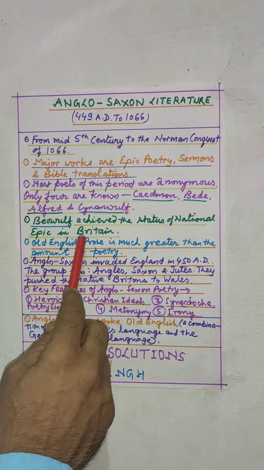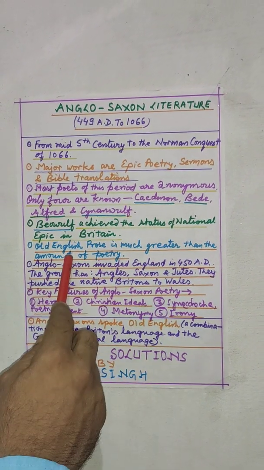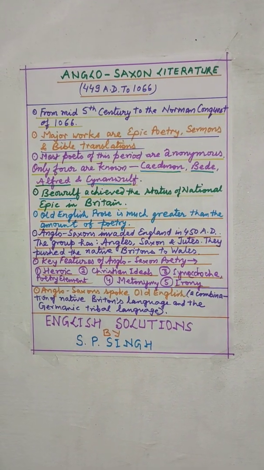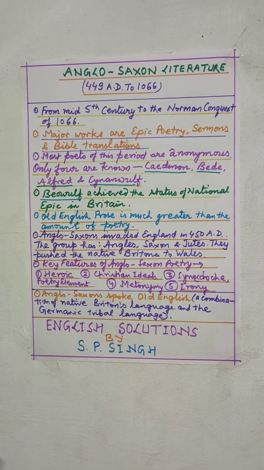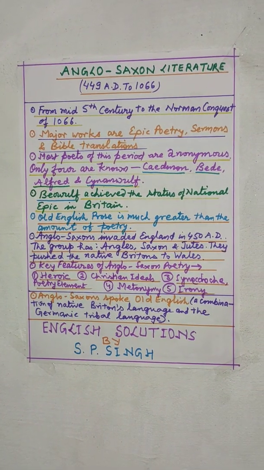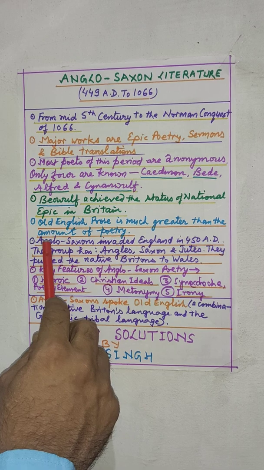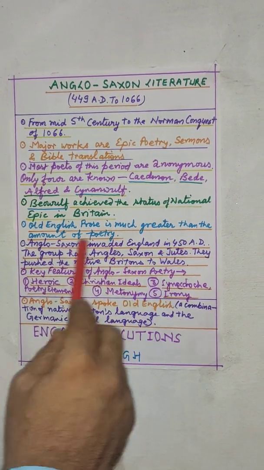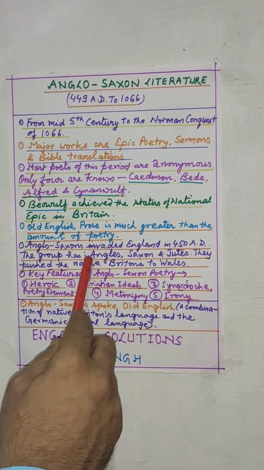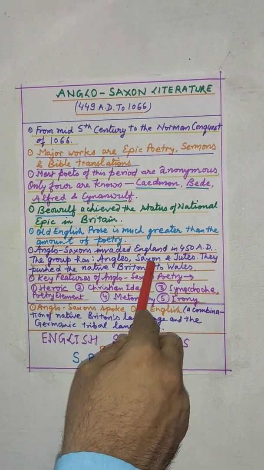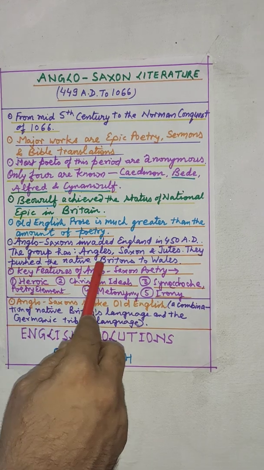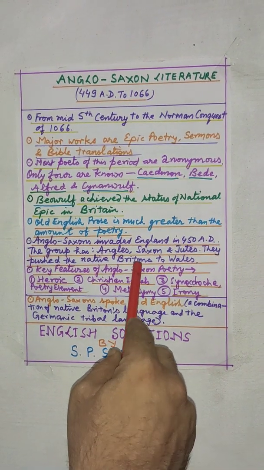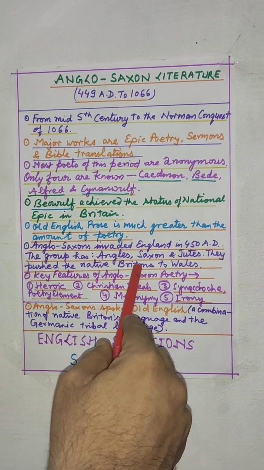And Old English prose is much greater than the amount of poetry. This is the salient feature of Anglo-Saxon literature, that prose was all pervasive and the amount of poetry was quite less. And the Anglo-Saxons invaded England in 450 AD. The group comprised the Angles, Saxons and Jutes. They pushed the native Britons to Wales. The name Britain has some association with the Britons, who were the natives of then England.